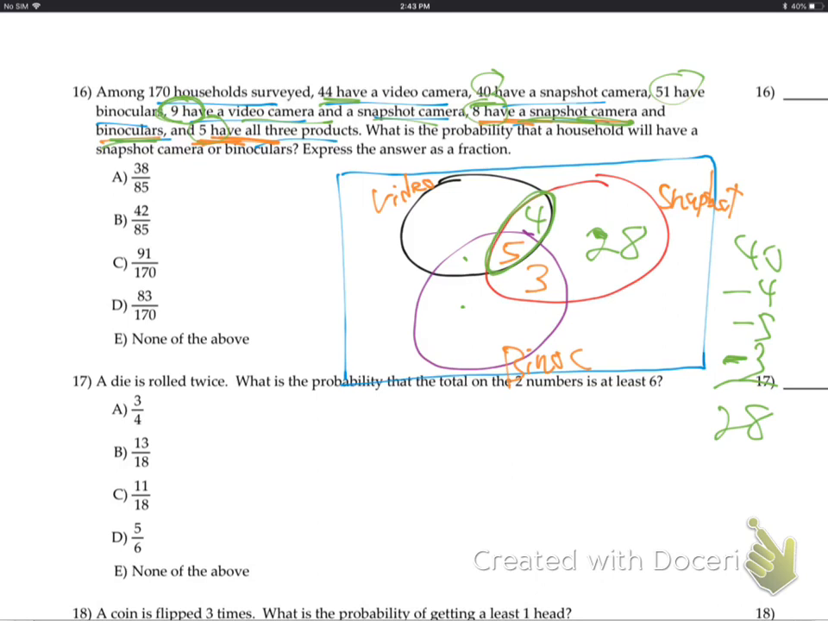I can't do that. This is hard again. What am I going to do? 170 households surveyed. This is another bad one. These are hard. I didn't know they were quite this hard. 51 have binoculars. Well, certainly I won't give you anything harder than was on the homework. These are a little bit harder than the homework, huh? We don't have anything quite this bad.